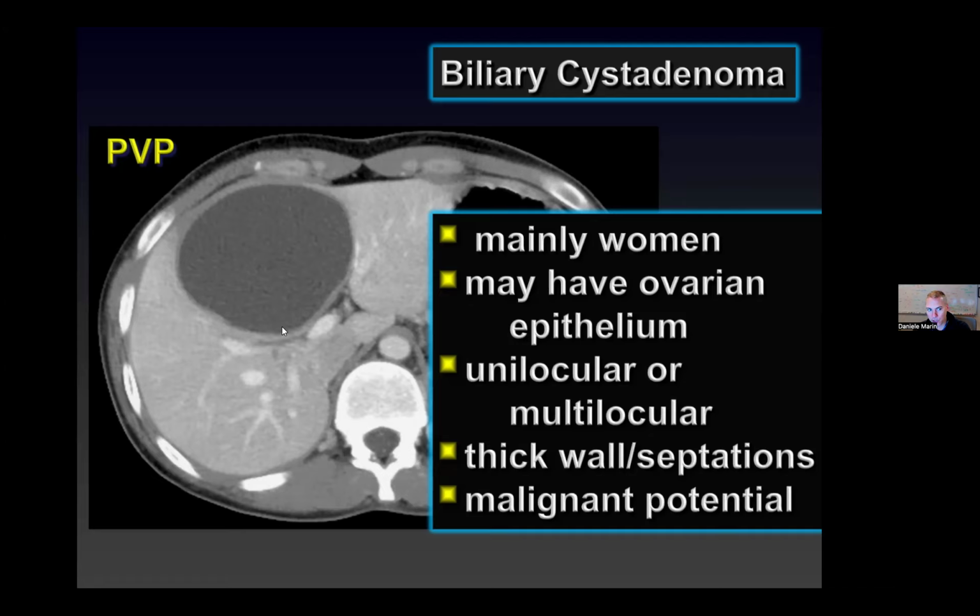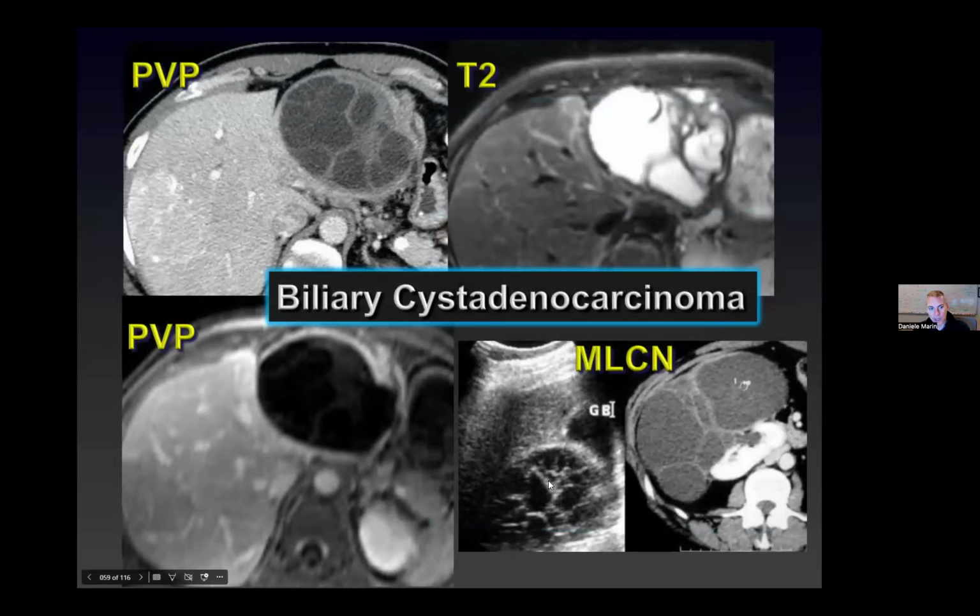The walls of the lesions are generally thickened, much thicker compared to a normal hepatic cyst. And the same applies for the intralesional septations. As I said, they do have malignant potential. This is an example of a malignant biliary cystadenocarcinoma. You can see that what we look for is basically very thickened septa and walls of the lesions.